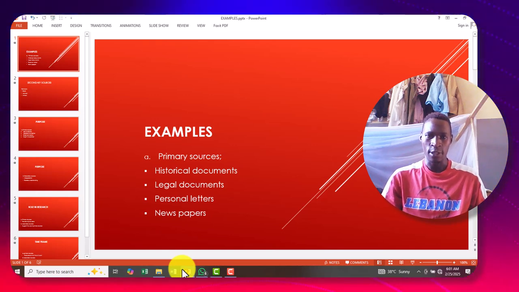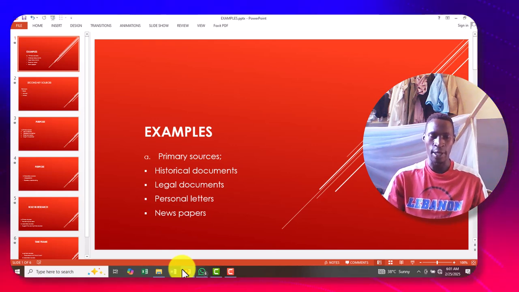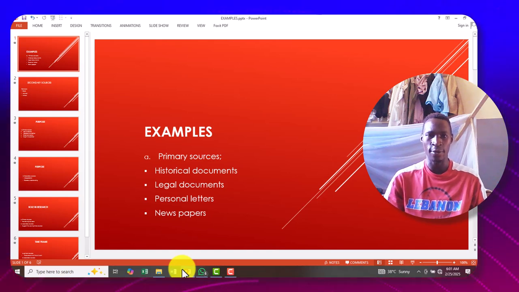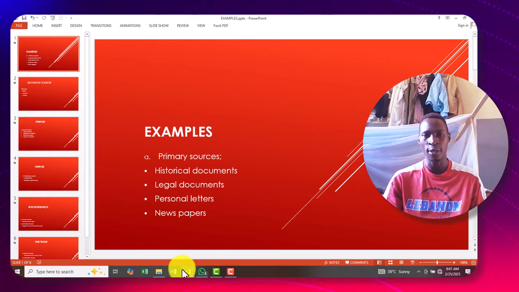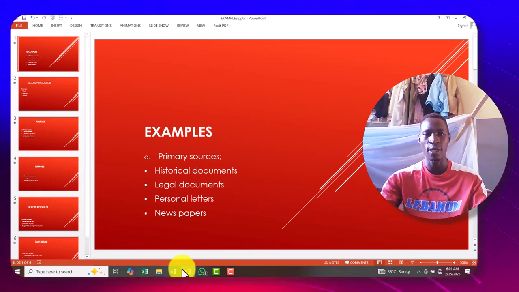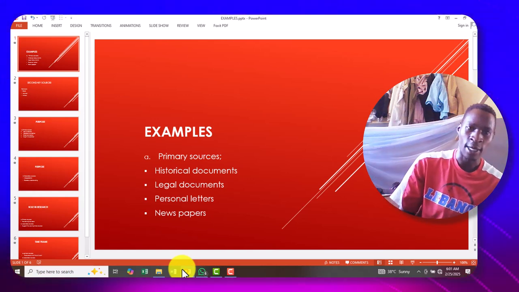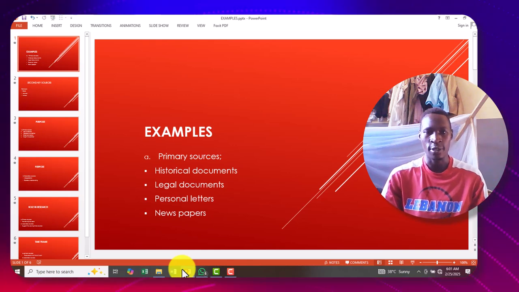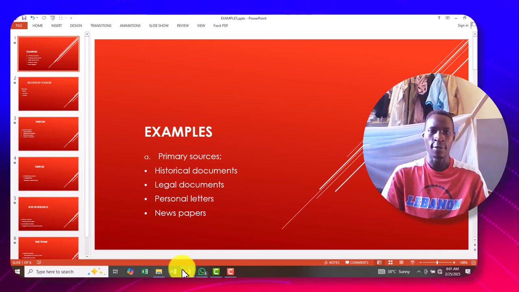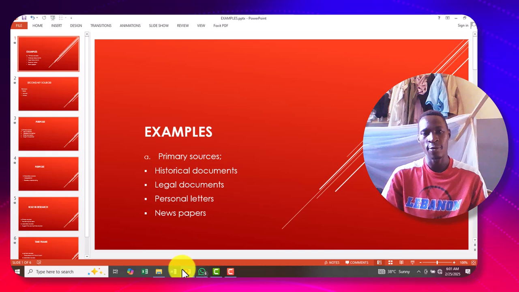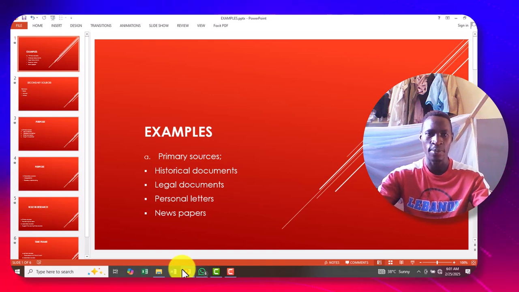So just like we said earlier, there are two major types of information source, and that is the primary that contains the first-hand information, then the secondary that contains the second-hand information that has been filtered off from the raw data which is contained in primary sources. So today we are going to look at the examples of each type of information sources, and to begin with, we are having the primary sources.